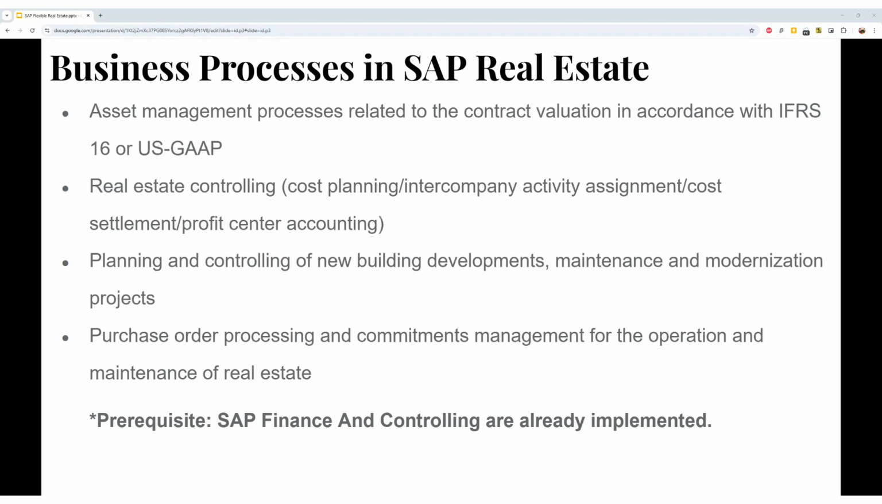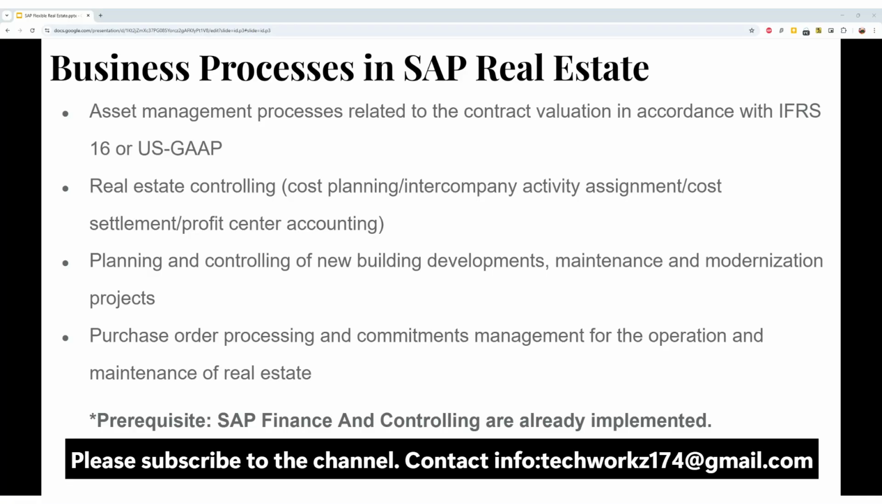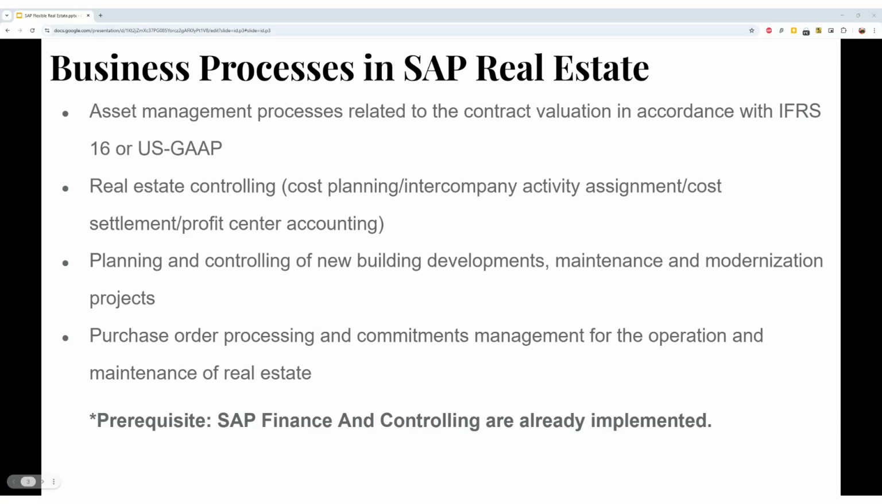The modernization essentially means that whatever changes we are doing in the building, it is a factor to calculate the rent in the contracts. Then comes the purchase order processing and commitment management for operation and maintenance of real estate. So all these processes are very well supported by SAP Real Estate.